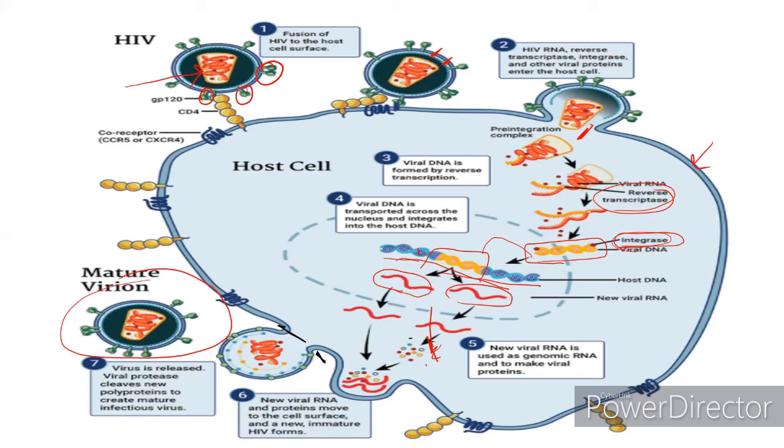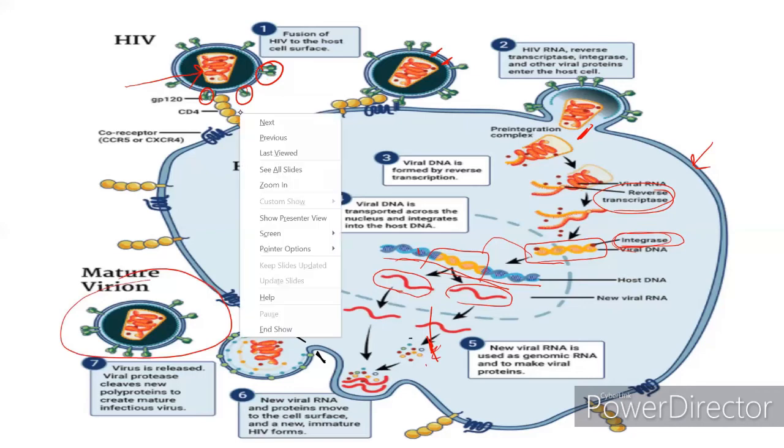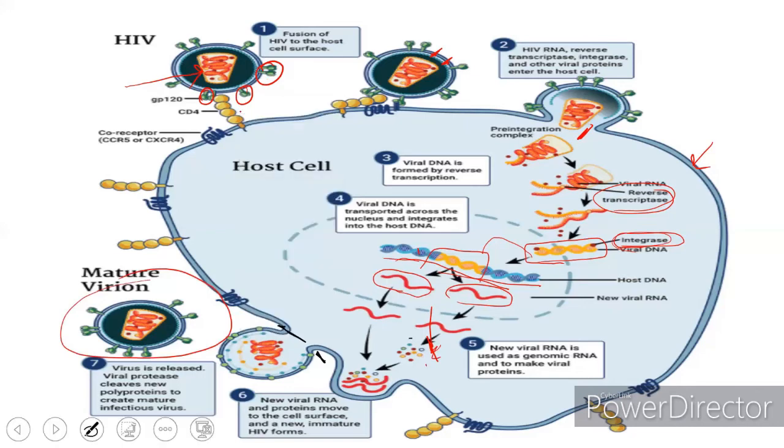Let's revise. So first, the HIV virus, with its glycoproteins, binds to the CD4 receptors of either T cells, macrophages, or monocytes. And then only the viral genome gets into the cell, and the envelope does not get into the cell. And then the viral genome, in order to get integrated into the host cell genome, has to be transcribed to DNA. And when it does that, it uses an enzyme called reverse transcriptase. And then an integrase enzyme is used, which helps in integration of the viral DNA into the host cell DNA.